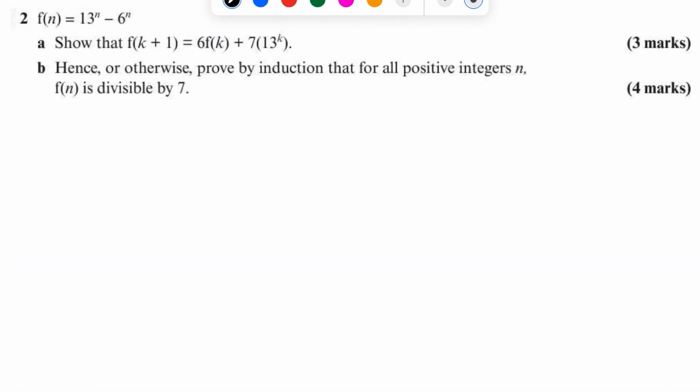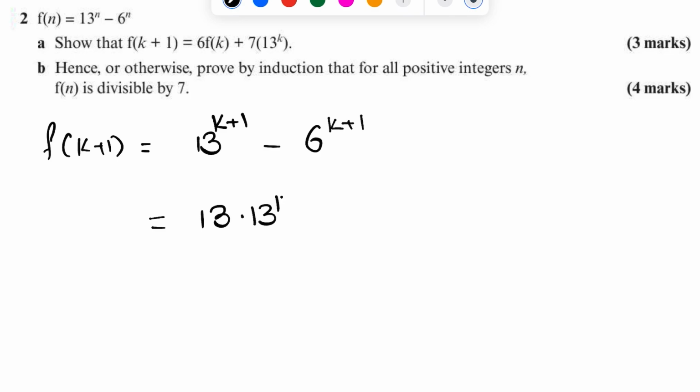Coming to question number 2, show that f of k plus 1 equals 6 times f of k plus 13 times 13 power k. So first of all, I'll try f of k plus 1. What is f of k plus 1? 13 to the power of k plus 1 minus 6 to the power of k plus 1. So it becomes 13 times 13 power k minus 6 times 6 power k.